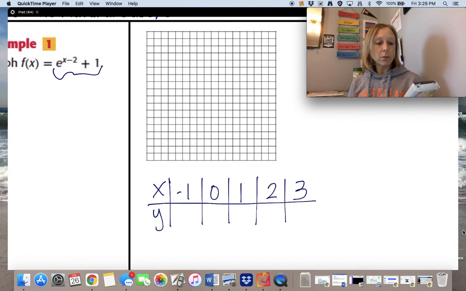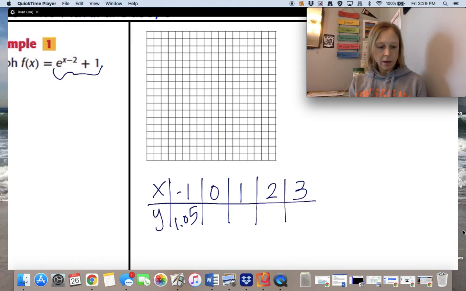And I get 1.0497. I'm going to round that to 1.05. Now we'll put in the 0. So second ln, 0 minus 2, close those parentheses, and then add 1, and I get 1.135. Again, I'm going to round to the hundredth, so that would be 1.14.